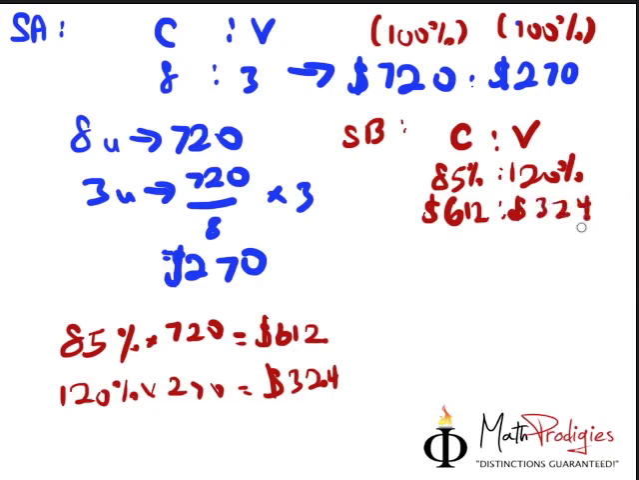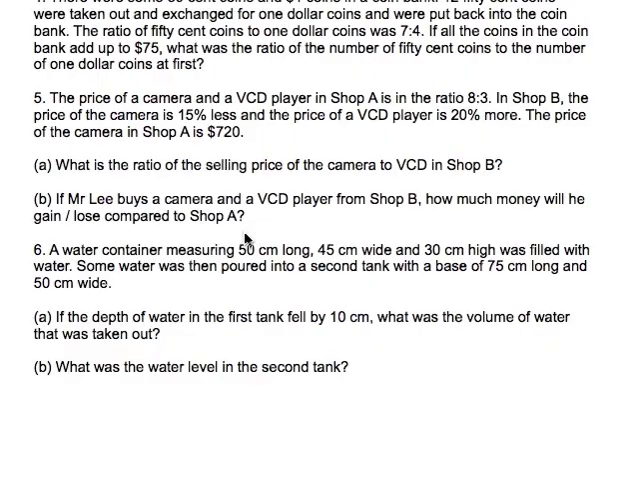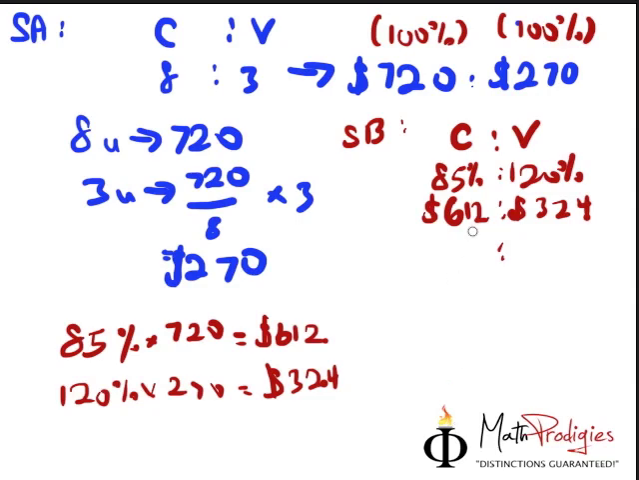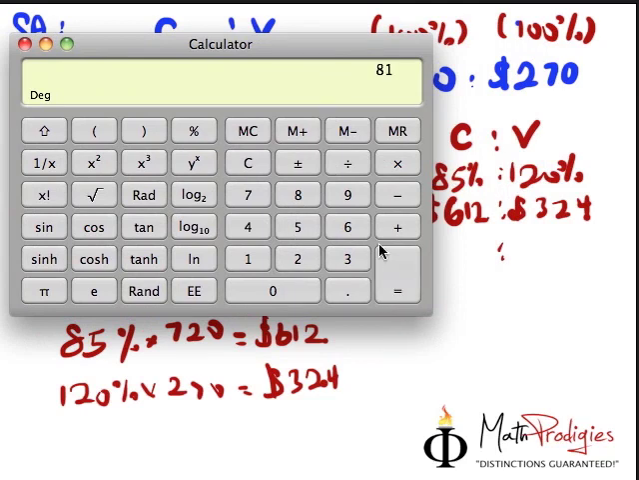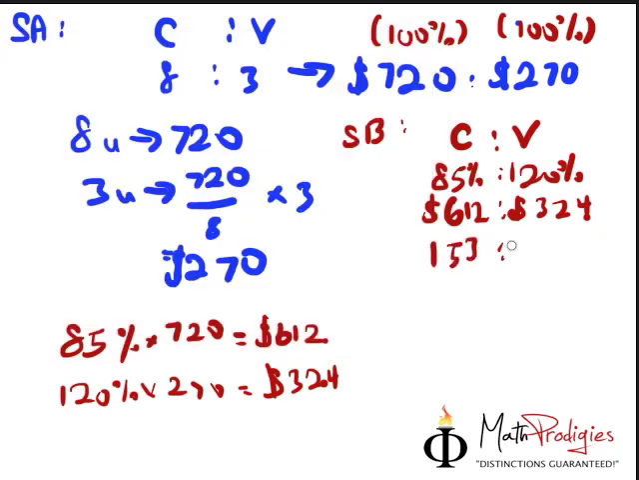Now I just have to reduce it to get the ratio of the selling price of the camera to VCD in shop B. It looks very daunting, very scary. Let's try if we can divide it by 4. Can we divide by 4? Can. 612 divided by 4 is 153, and 324 divided by 4 is 81. So 153 is to 81.